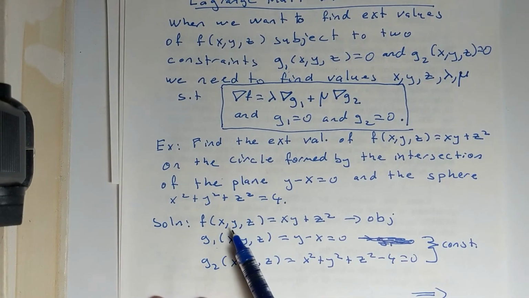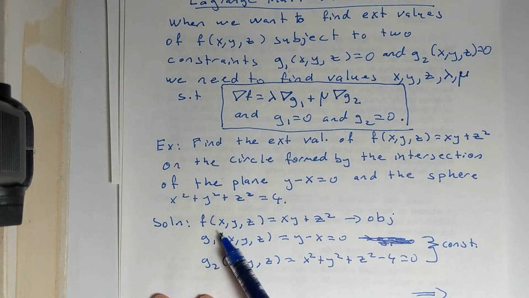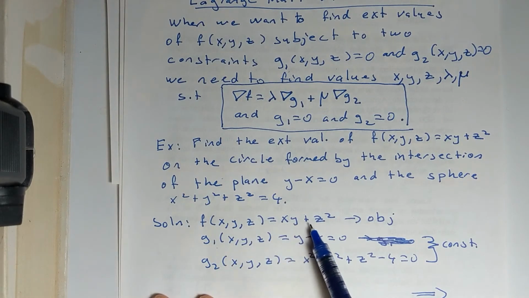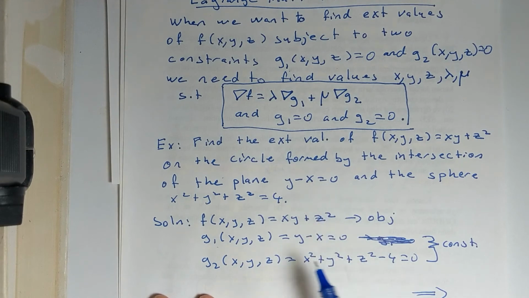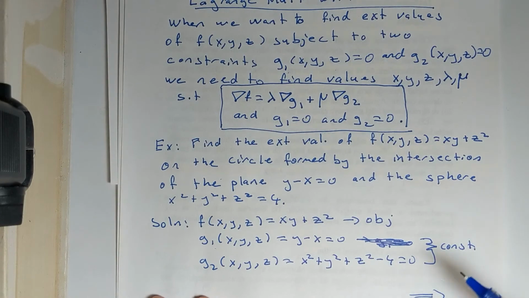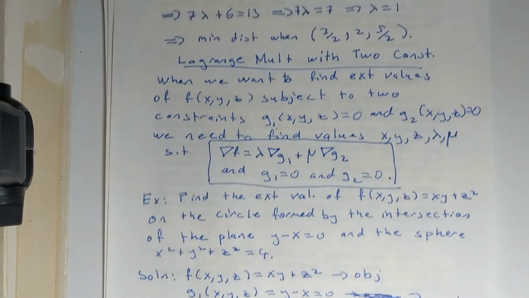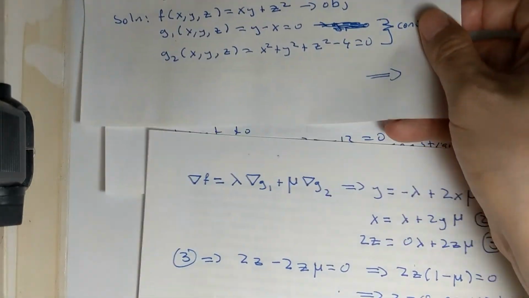So we want to maximize or minimize f of x, y, z equals xy plus z squared. That's going to be our objective function, subject to the constraints g1 equals y minus x equals 0. Well, it was already equal to 0. Great. And here I have to throw the 4 to the other side: g2 equals x squared plus y squared plus z squared minus 4 equals 0. So I have two constraints, constraint 1, constraint 2, and the objective. All right, let's set this guy up.